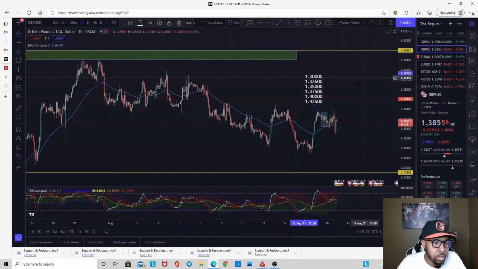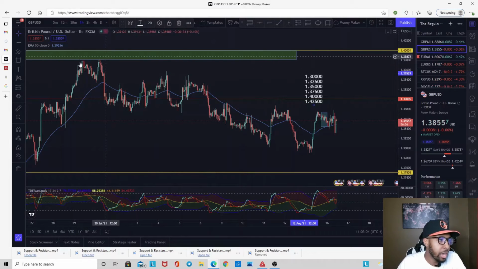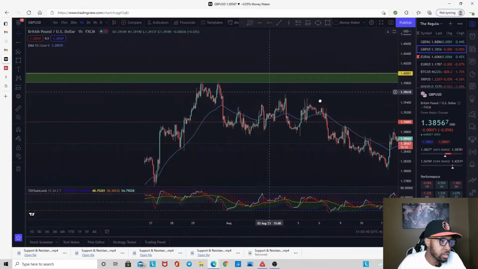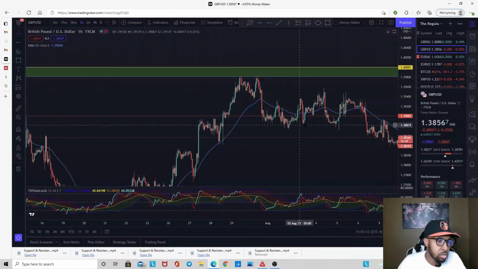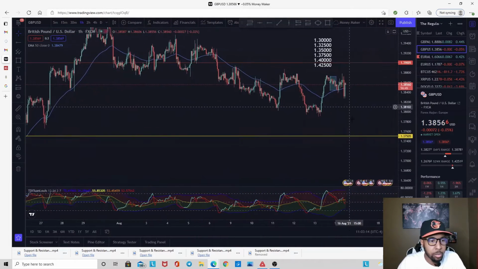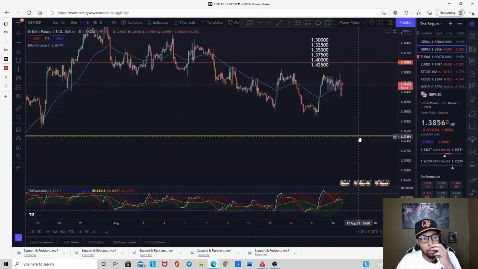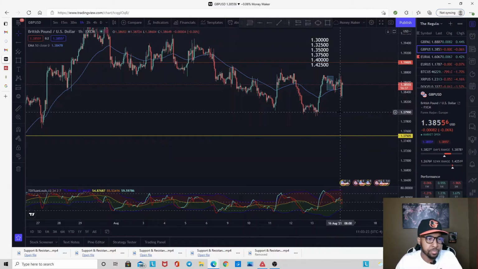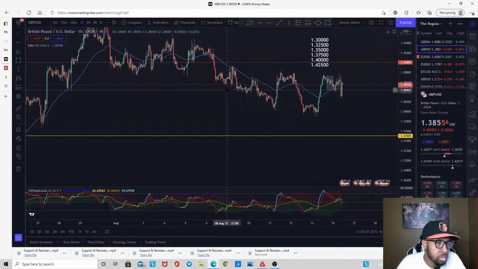You can see the market reacted to this area, and it dropped down right to the 1.4 even area right here. It's just a matter of time. The market just moves at its own pace. But that's the end goal right here. I want to see it come down here and see what happens on that one.